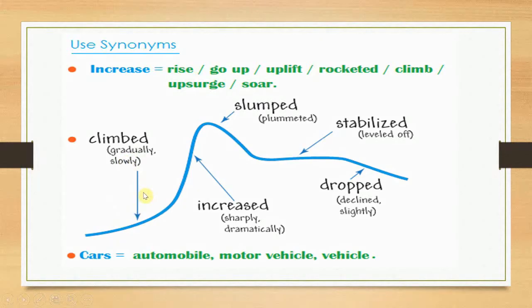Did it gradually or slowly climb? Did it plummet, or did it stabilize? If you use increase, did it increase sharply or dramatically, or did it just slightly drop or decline slightly? And for cars, you can use a synonym: automobile, motor vehicle, or just vehicle.